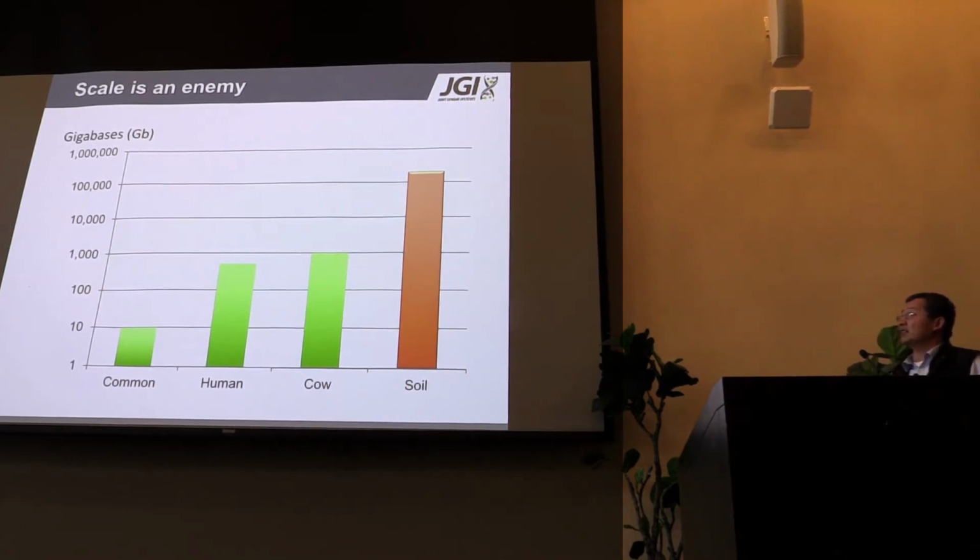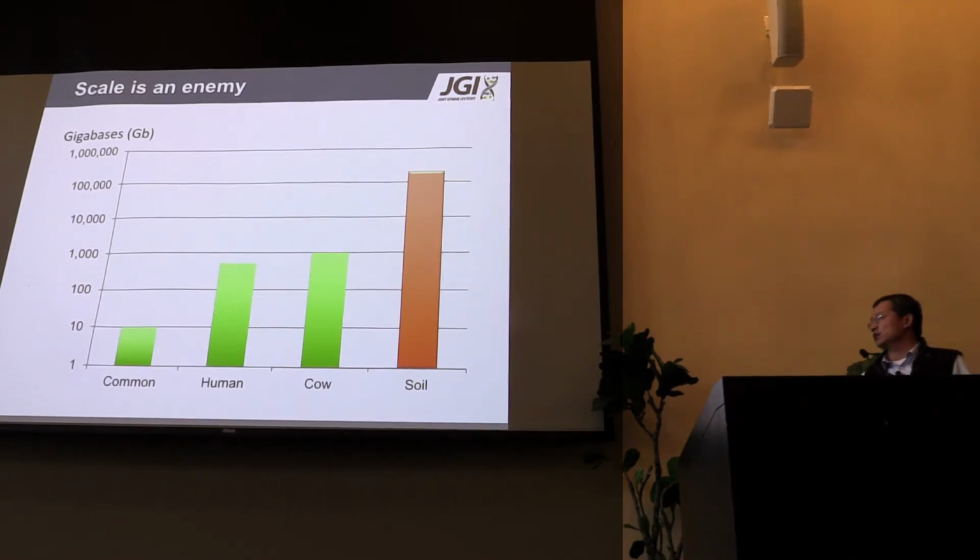So we are facing quite a few challenges. Scale is the first enemy. Commonly in a metagenomic study, we're normally talking about 10 gigabases. I'm using the unit gigabases; one base is roughly equivalent to 1 byte in storage. So most of the experiments we're dealing with today are around 10 gigabases.